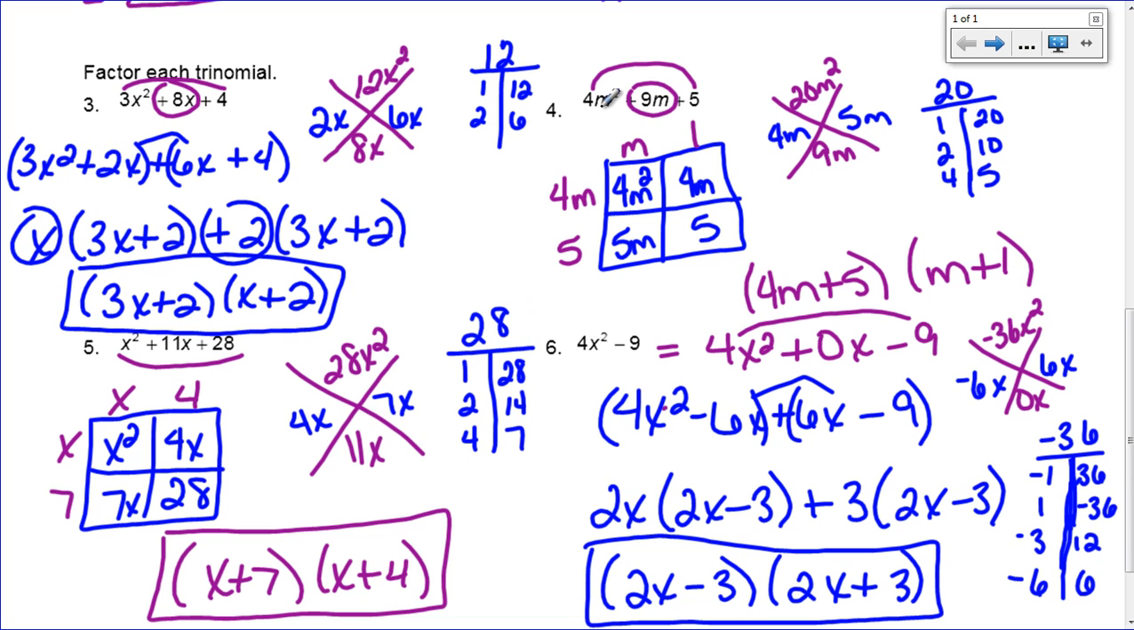So we're going to practice this in class tomorrow. That's what we're going to do. You're going to either pick a method, box method or AC method, whatever works best for you. We will practice this when you come to class, and I will see you then.